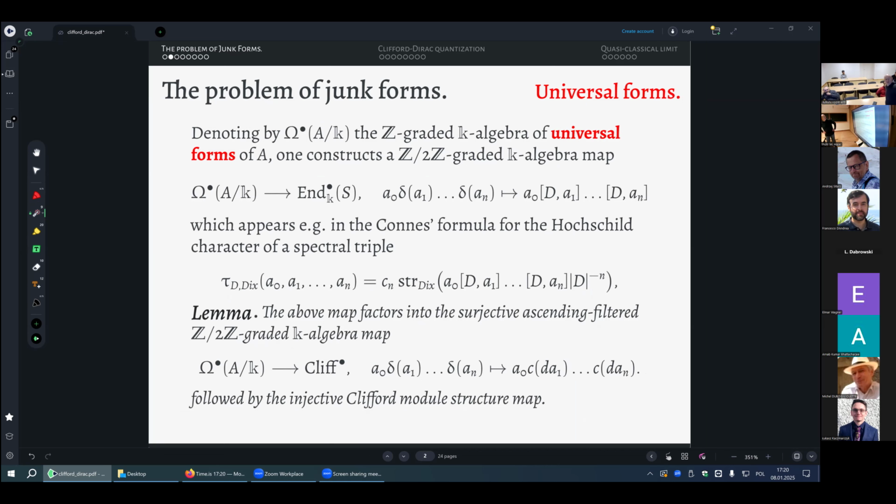In the context of the Dirac operator, there's an important relation between this Z2-graded, ascending filtered algebra and the differential graded Z-graded algebra, which is the universal differential calculus on this algebra A. And then we have some distinguished map from Omega A.